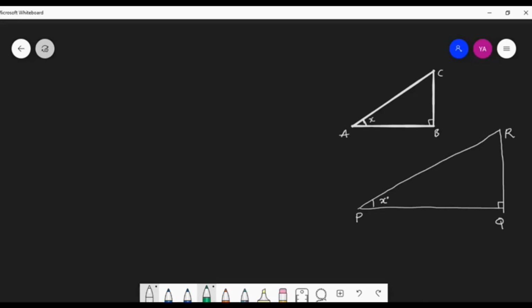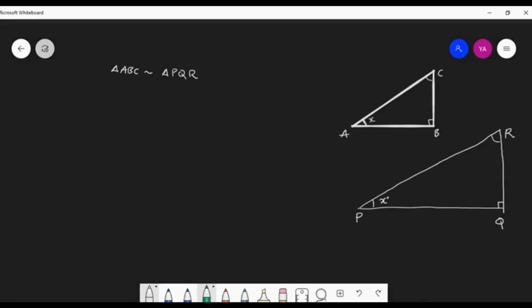We can apply the similarity idea. Since two angles are equal, by AA criterion these two triangles will be similar, right? Triangle ABC will be similar to triangle PQR because their two angles are equal: 90 degrees, 90 degrees, x degrees, x degrees. The third angle will also be equal. So by AA similarity criterion, these two right triangles will be similar, not congruent. Their angles are equal, their sizes are not equal.